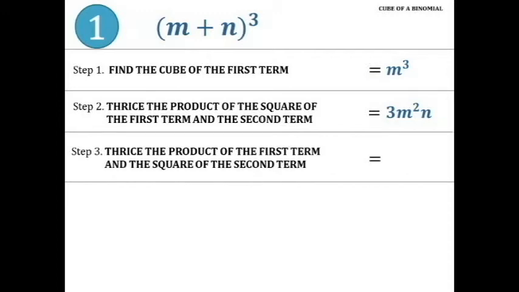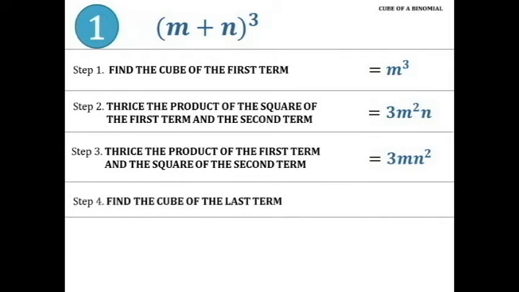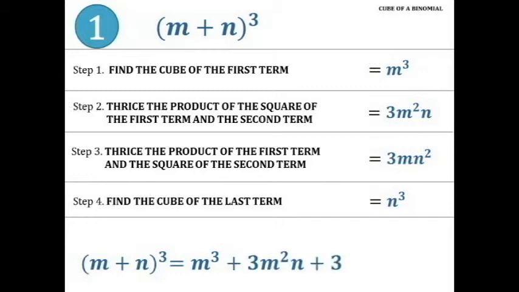Next is thrice the product of the first term and the square of the second term. So we get 3mn squared. And finally, the cube of the last term, which is n, so we get n cubed. Finally, we can now say that m plus n cubed is equal to m cubed plus 3m squared n plus 3mn squared plus n cubed.